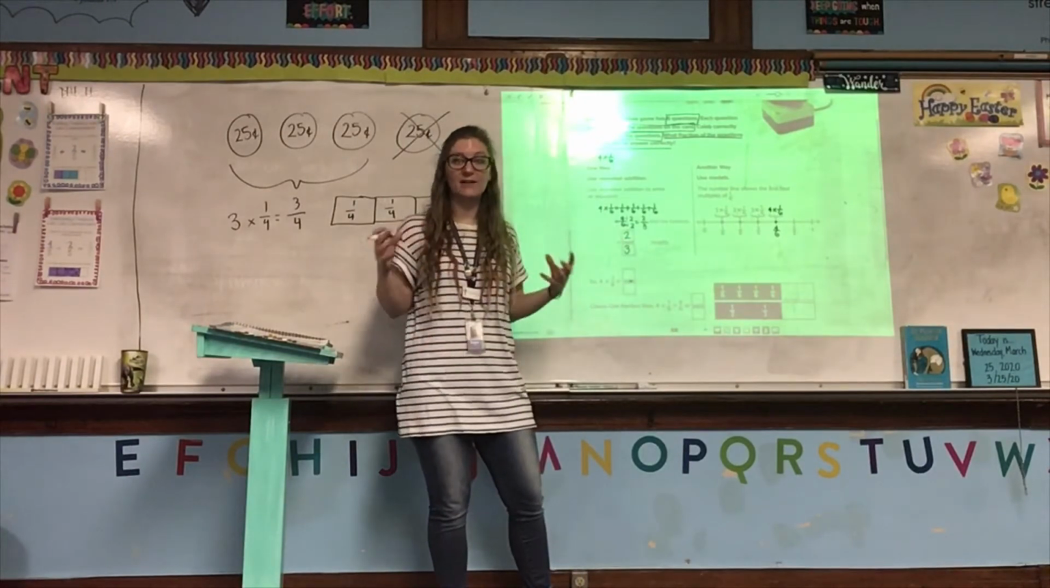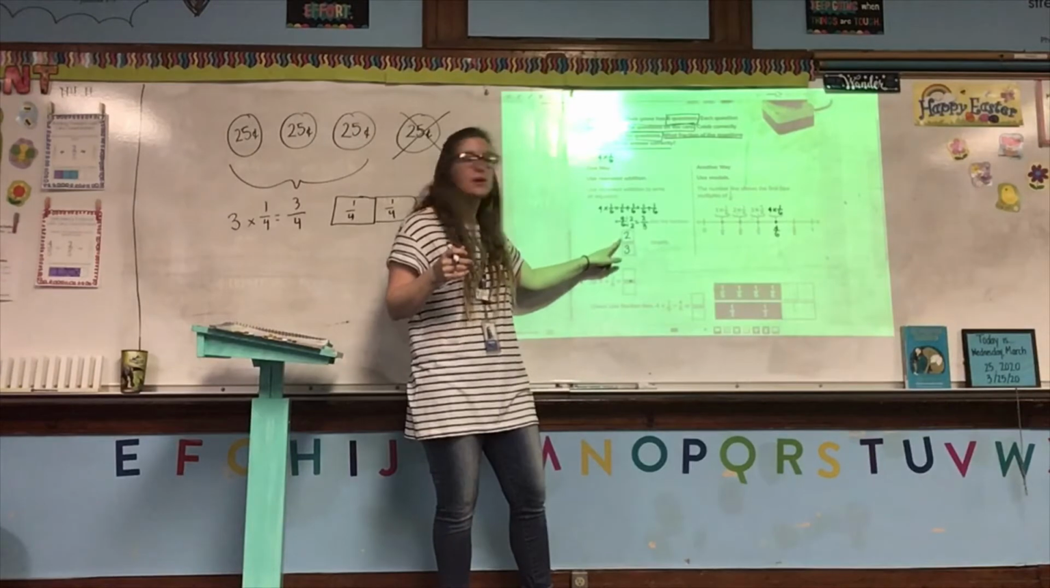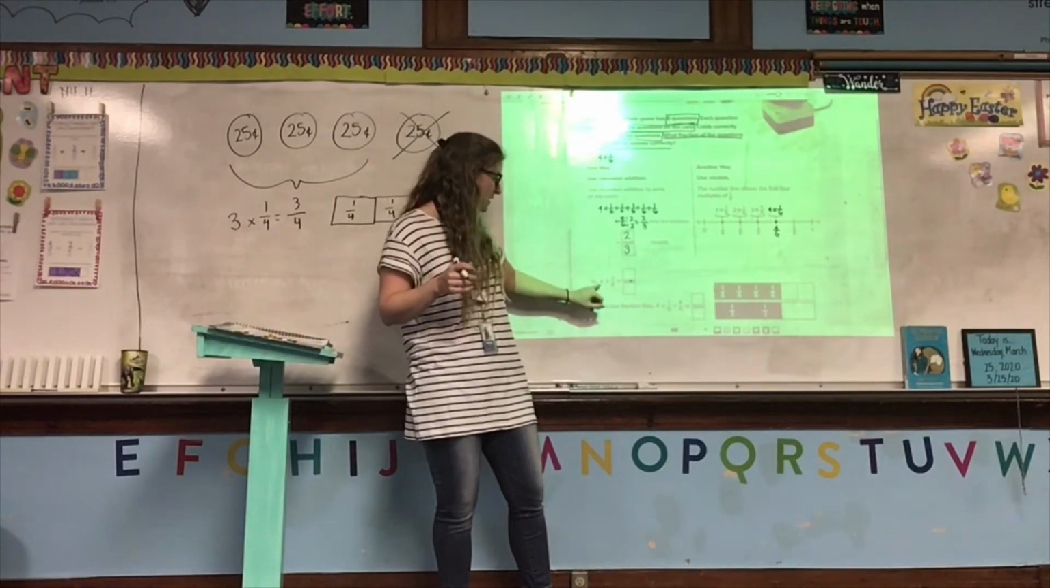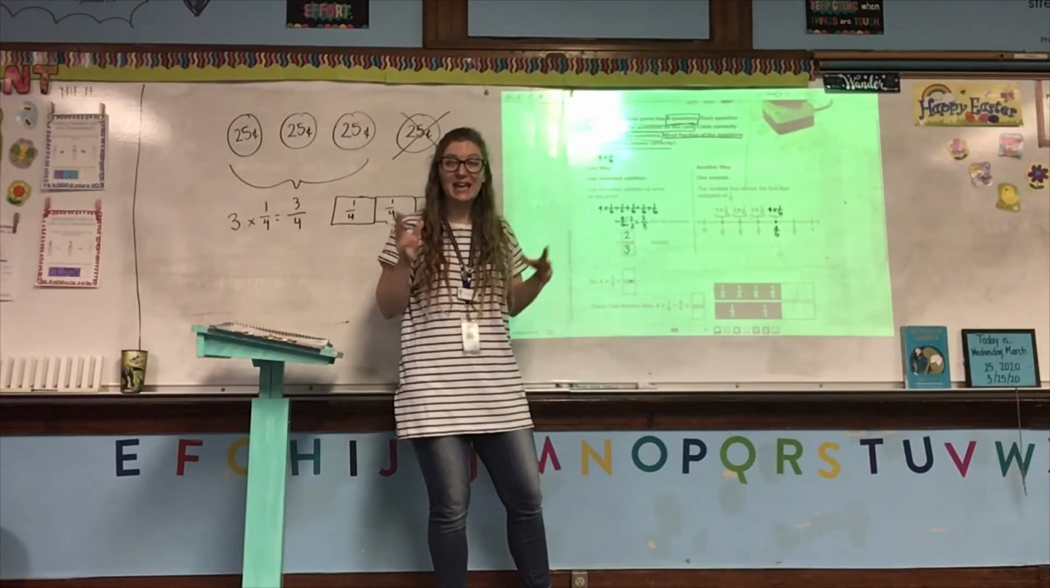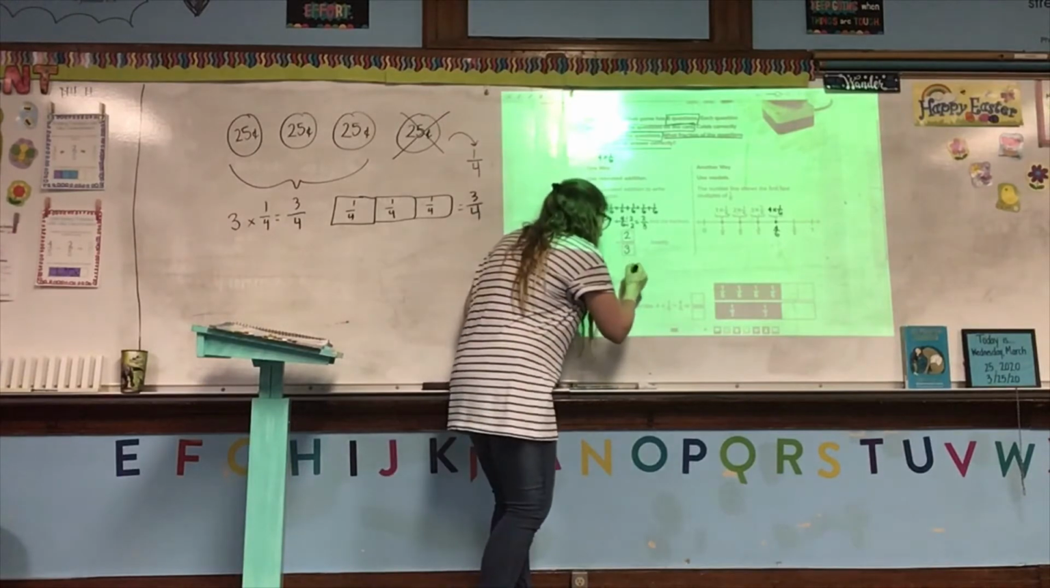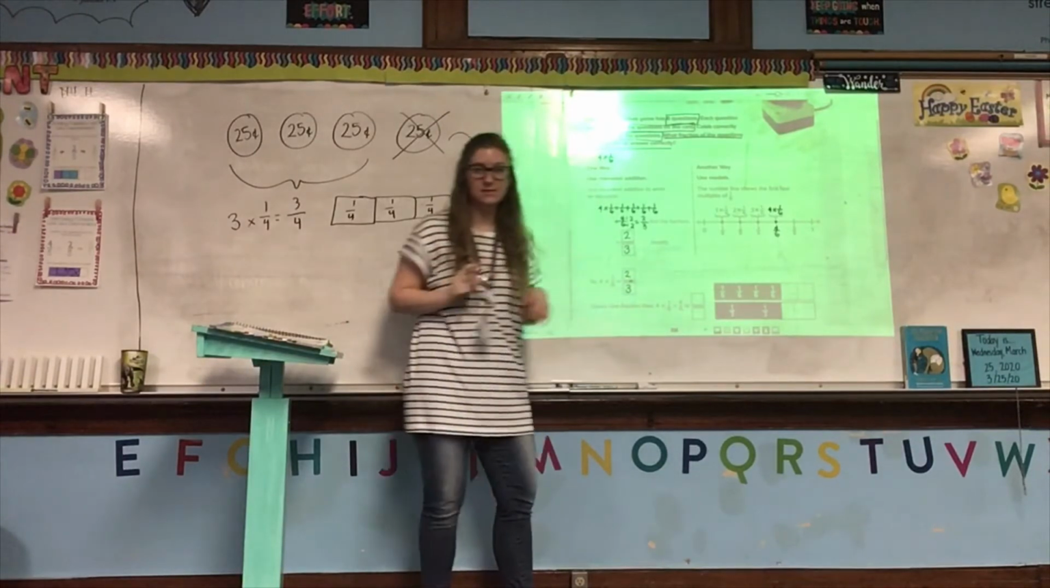But remember, we have to put it in simplest form, which is 2/3. So that means 4 times 1/6 in simplest form is 2/3.